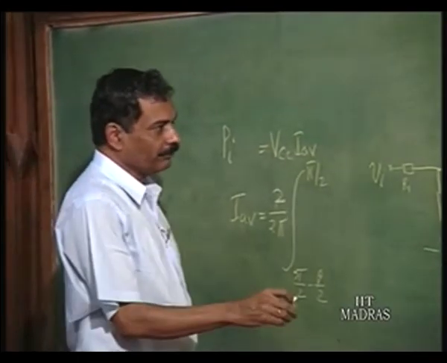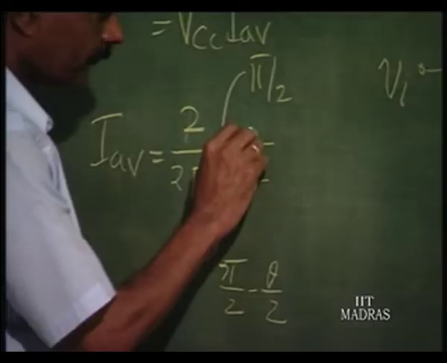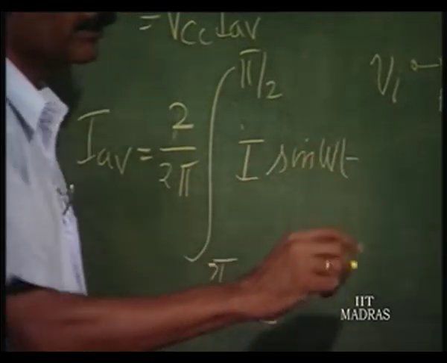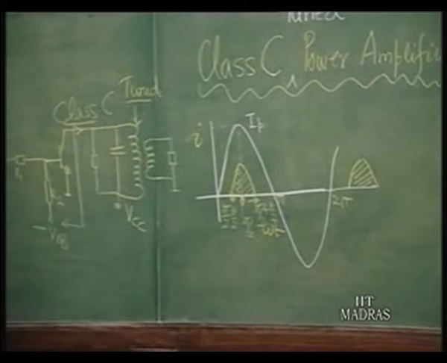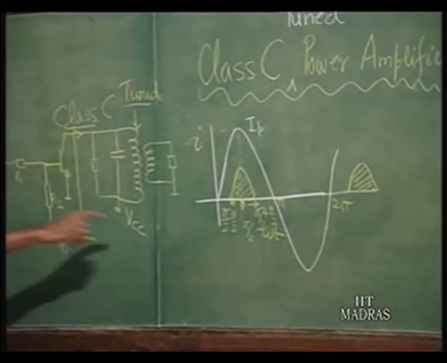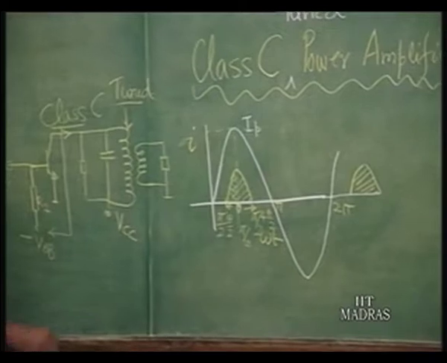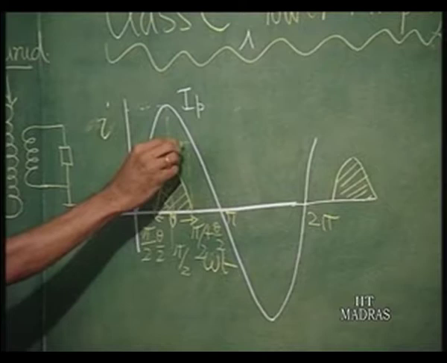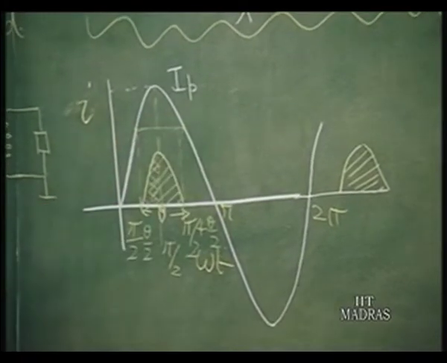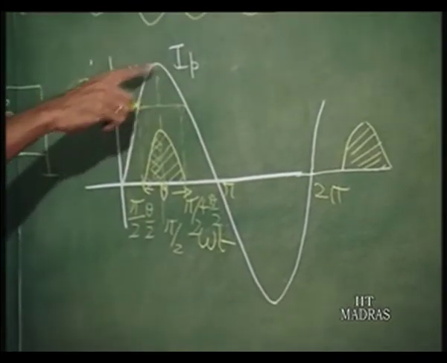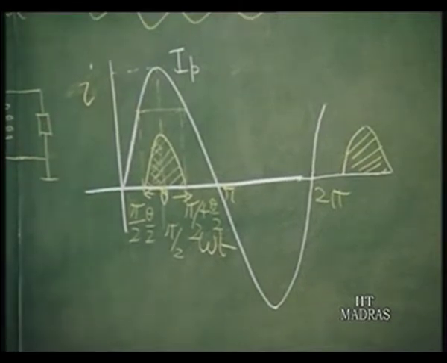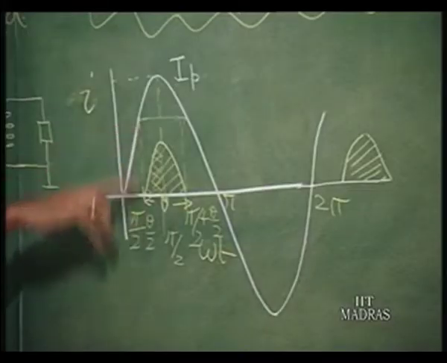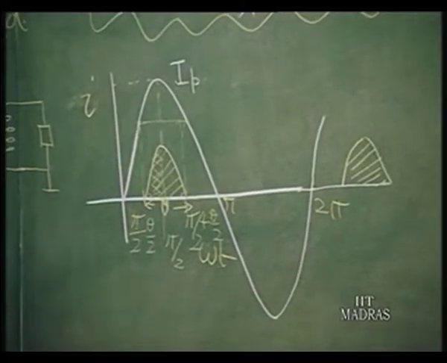So, this waveform is nothing but I p sin omega t, this whole thing is I p sin omega t, minus whatever value is there for this at that point, that has to be subtracted. So, that corresponds to I p times sin of pi by 2 minus theta by 2.